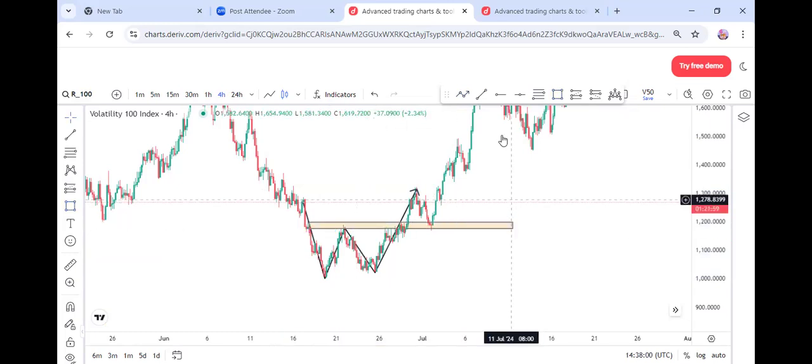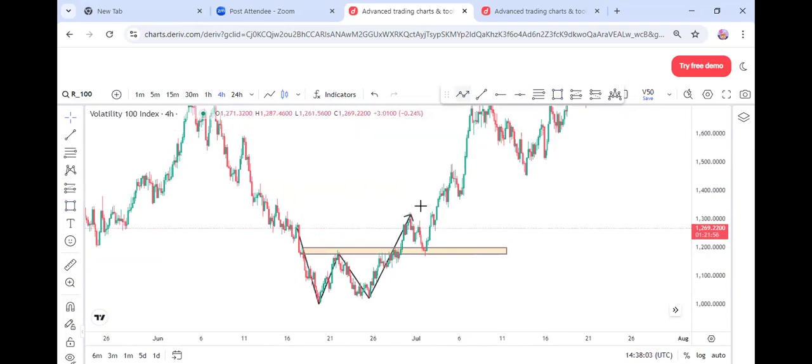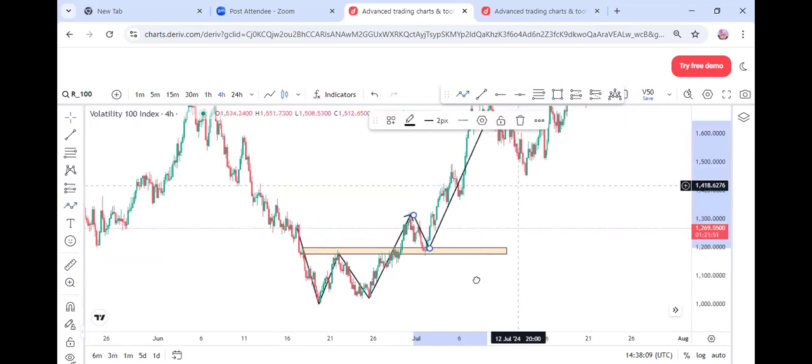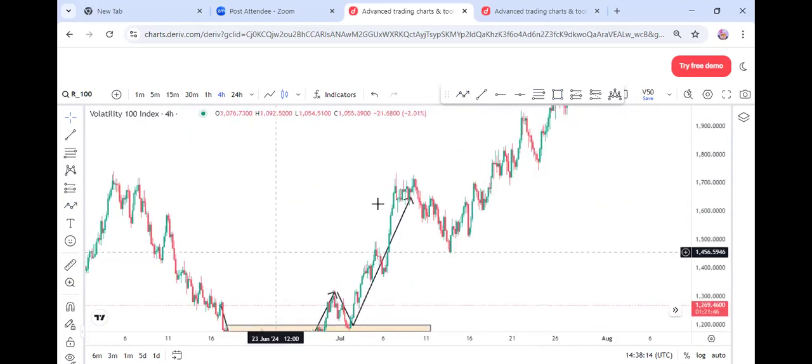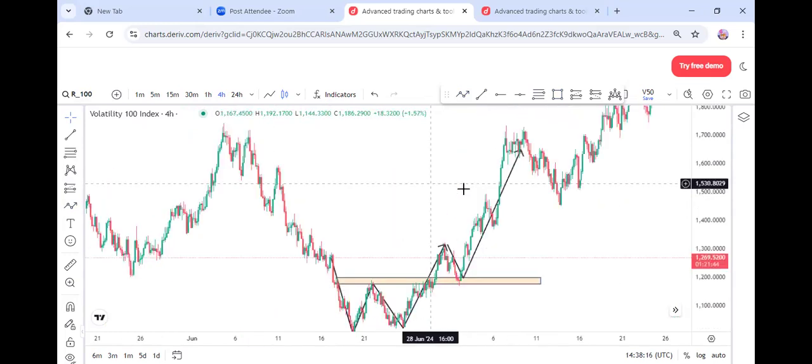And look at the market. The market eventually came back into that zone. Then enter for your buy. Can you see this? The market bought all the way up. So this is another example of a double bottom. I'm already seeing another double top here.